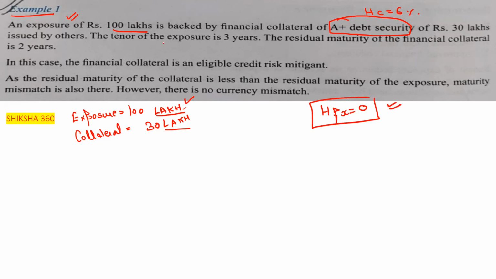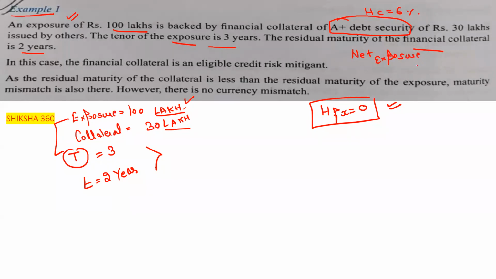The tenure of the exposure, the capital T, we can say is 3 years, and small t, that is the residual maturity of the financial collateral, is 2 years. Small t is equal to 2 years. What we have to find is the net exposure, we can say E star we have to find.